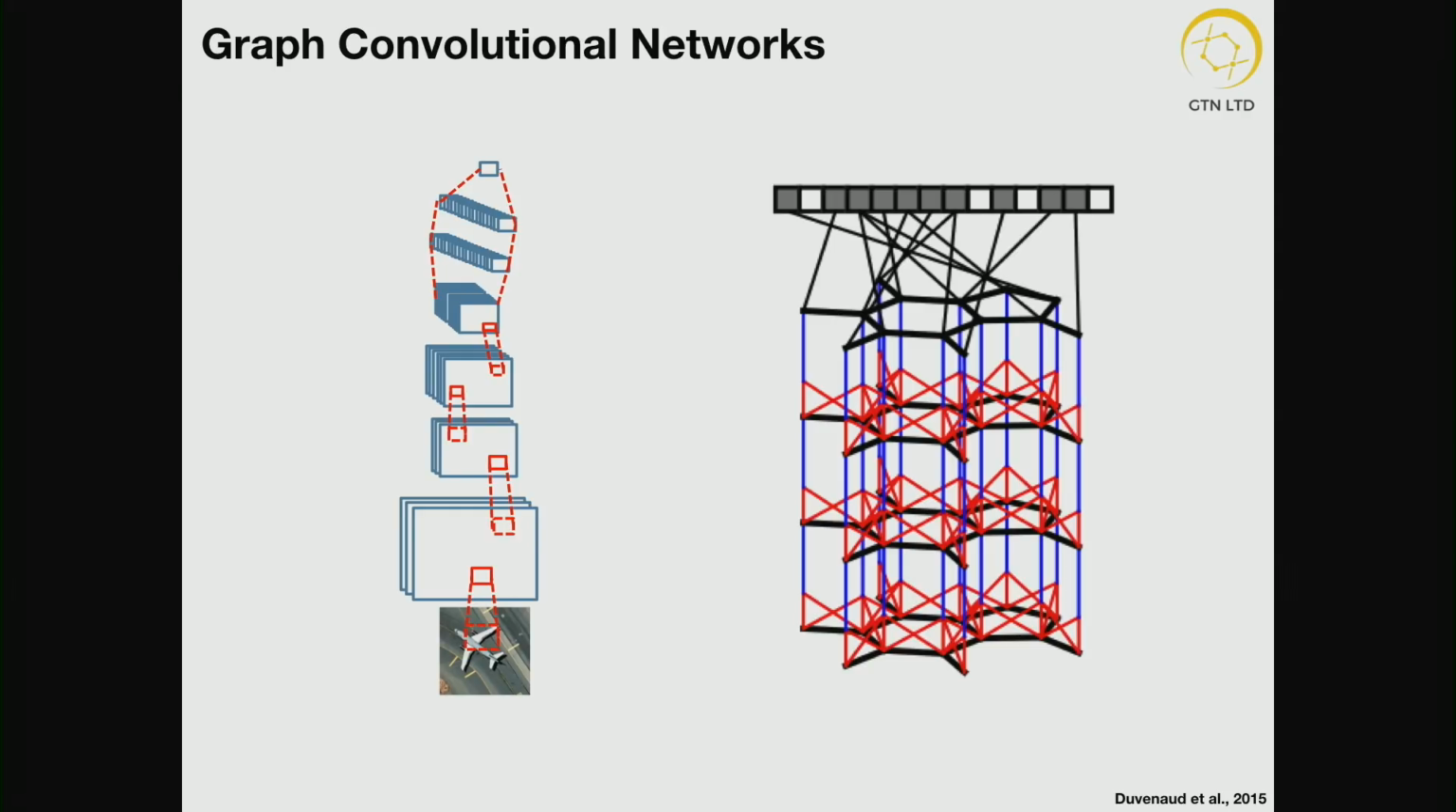As you go deeper into the graph convolutional network, you start combining information from a larger and larger neighborhood around that node. In the literature, this is referred to as message passing, so people have started calling these message passing neural networks.